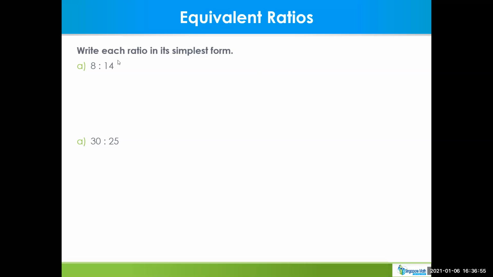All right, well done, guys. This one, when you simplify it, you get 4:7. And when you simplify this, you divide by 5 on both sides, you get 6:5. Okay, all right, well done.